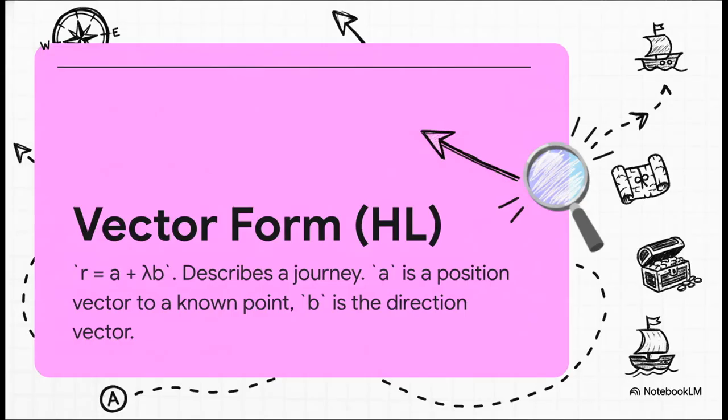Now for all you higher-level students out there, things get even cooler. The story of a line can be told in 3D, and for that we use the vector form. The best way to think about it is like a treasure map. The equation literally says, start at point A and then walk any distance you want, that's lambda, in the direction of B. It beautifully captures the line as a dynamic path, a journey.